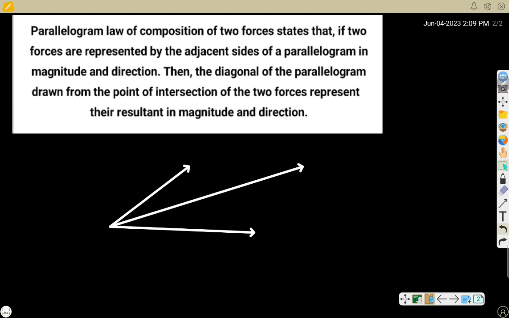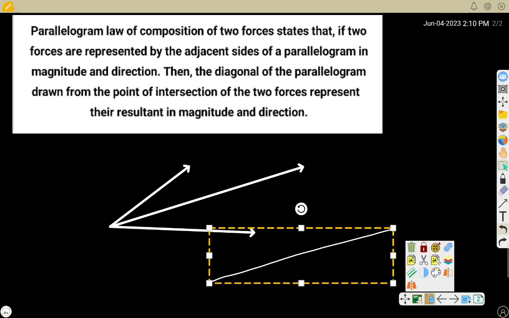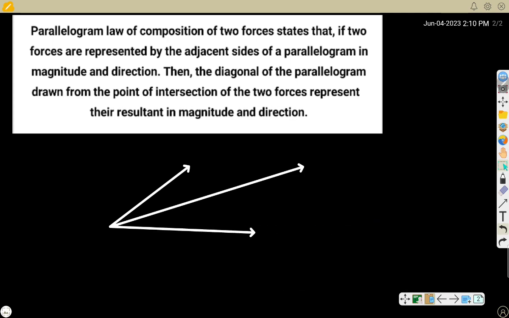So the straight line is magnitude, while the arrowhead is direction. So that is why we say magnitude, the straight line, direction, the arrowhead. So that's it. That is the law. So you can use the diagram to remember the law, where this is the resultant, R. So that is just the parallelogram law of vectors.